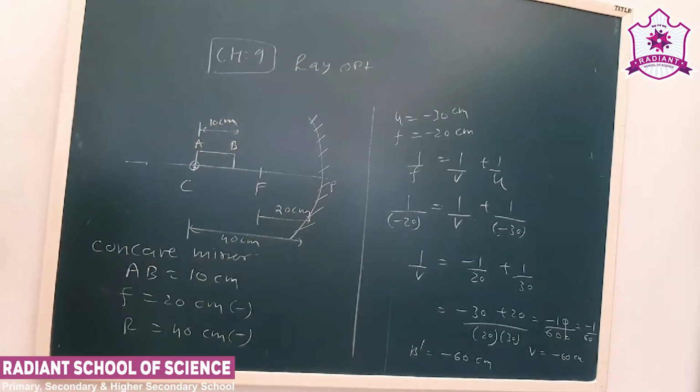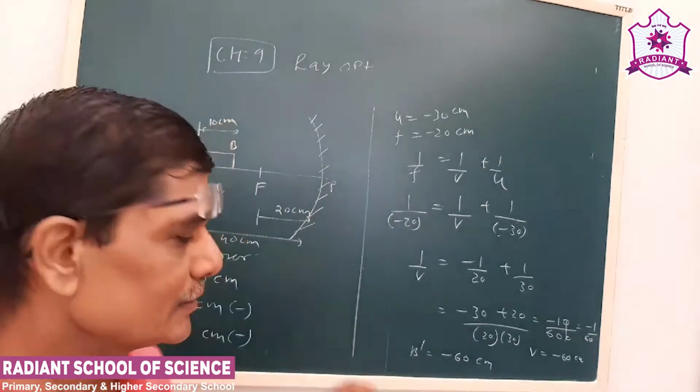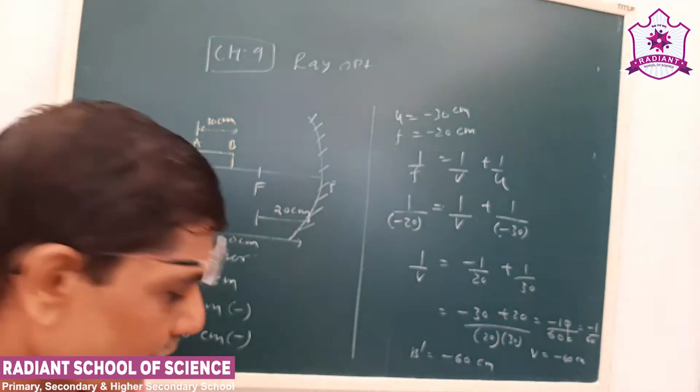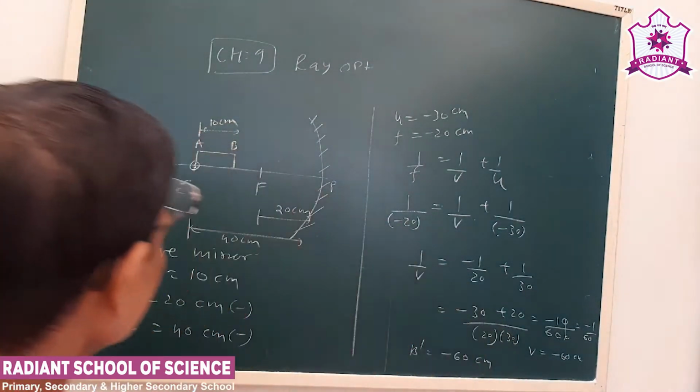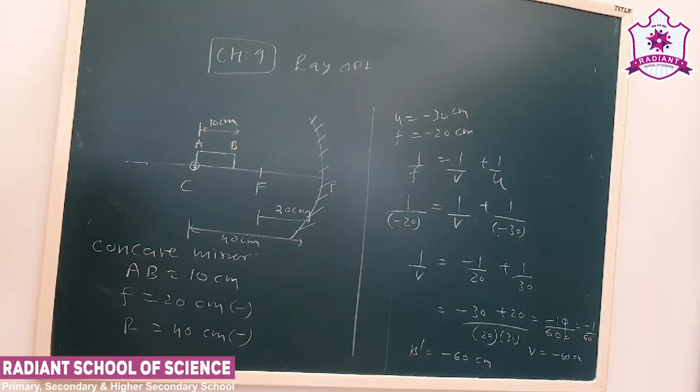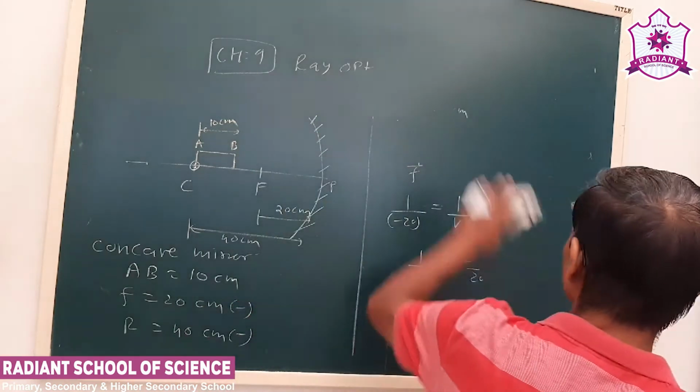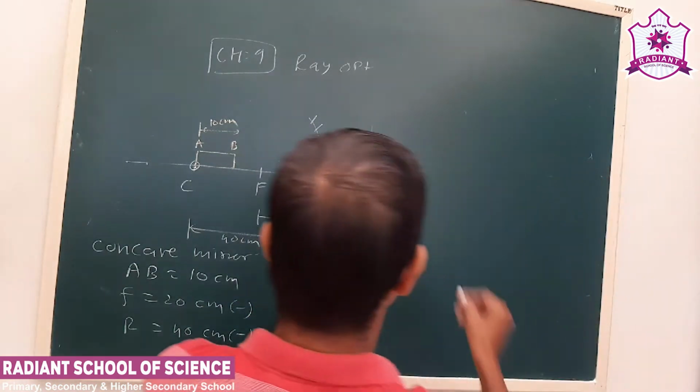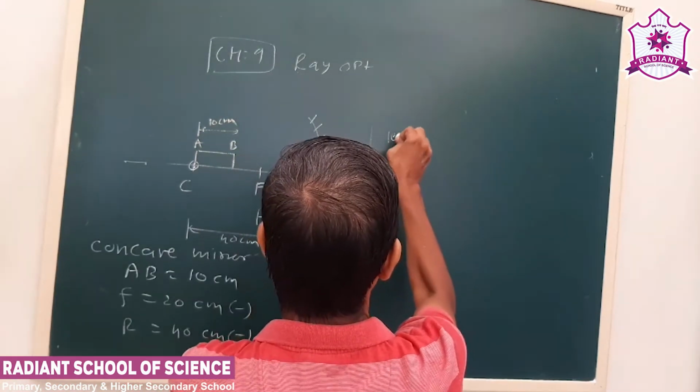Okay, now A dash we took as minus 40 centimeter. Why? Because when the object is at C, the image is also formed at C. Now see the length of the image.